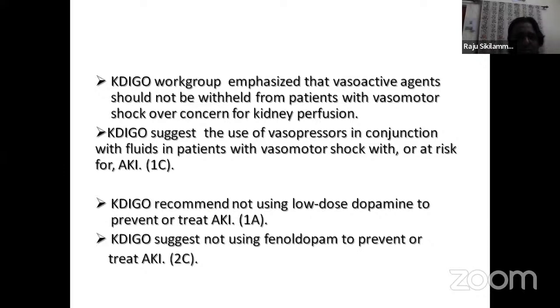KDIGO emphasized that vasoactive drugs should not be withheld from patients with vasomotor shock out of concern for kidney perfusion. As per KDIGO, use vasopressors in conjunction with fluids in patients with vasomotor shock and risk of AKI. As per KDIGO, using low-dose dopamine is not recommended to prevent or treat AKI. And as per KDIGO, it does not suggest using fenoldopam to prevent or treat AKI.